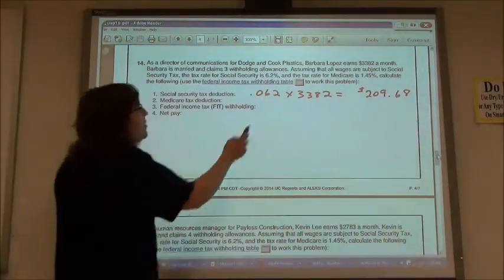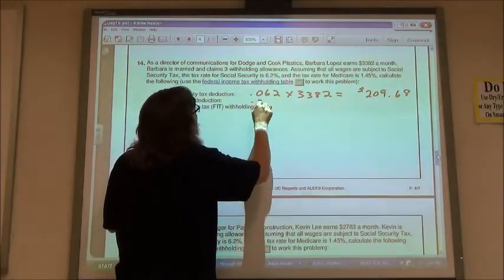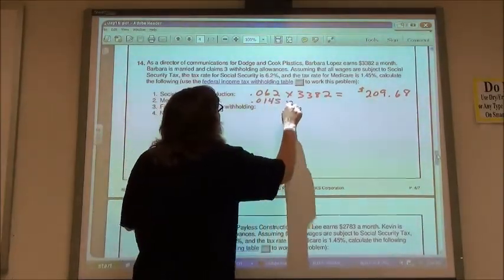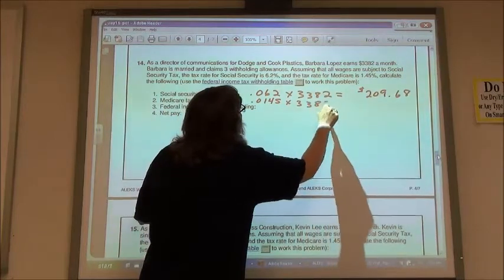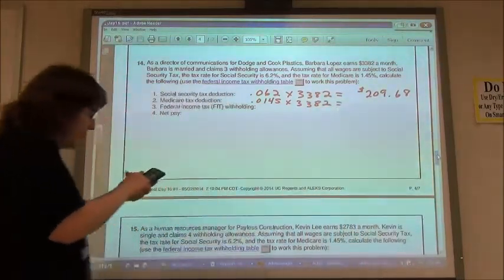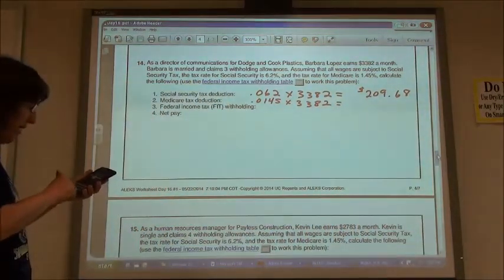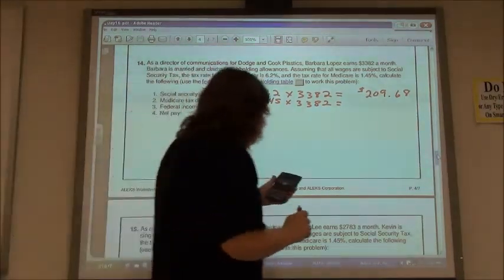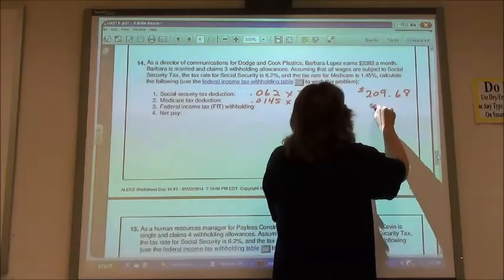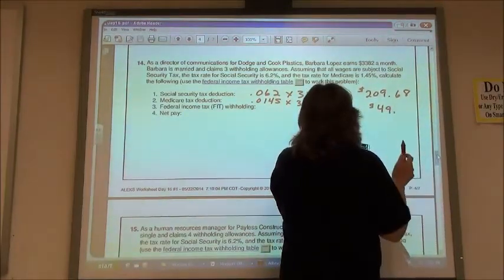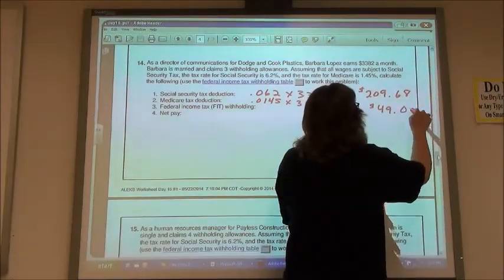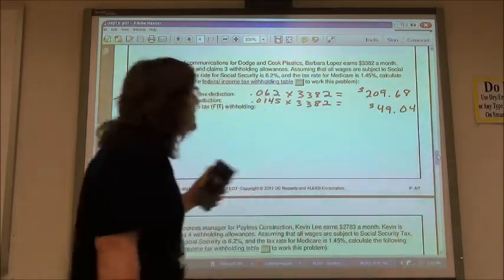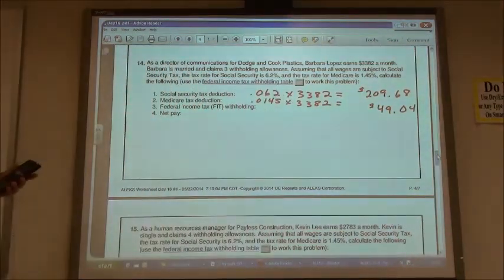Medicare, 1.45%, so 0.0145 times our $3,382. So if I do that, 0.0145 times 3,382, again we have to round this off, $49, and we have 0.039, so 3 cents rounds up to 4 cents since it's followed by a 9.